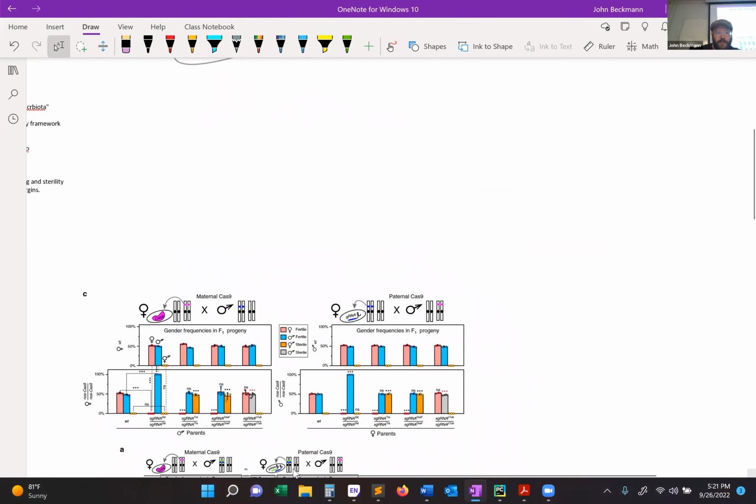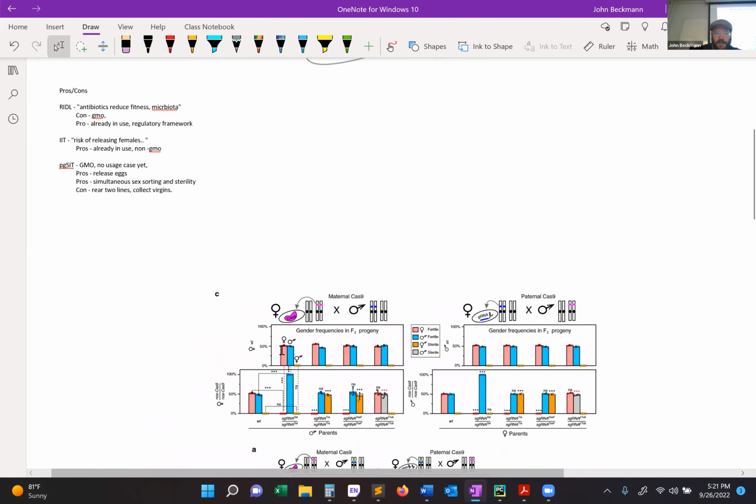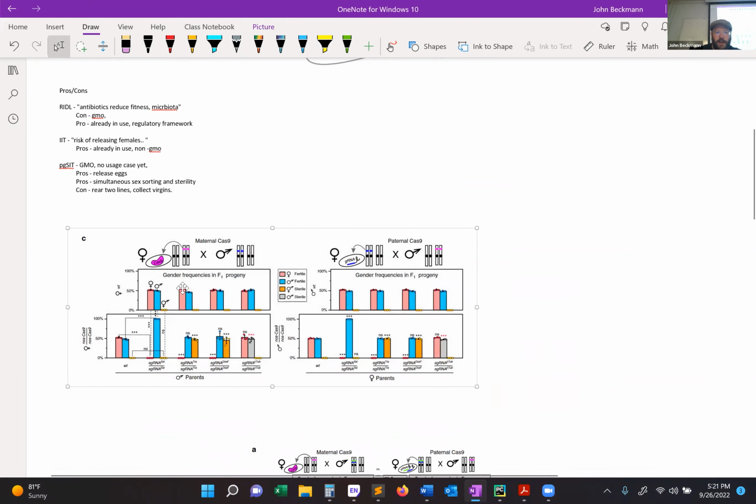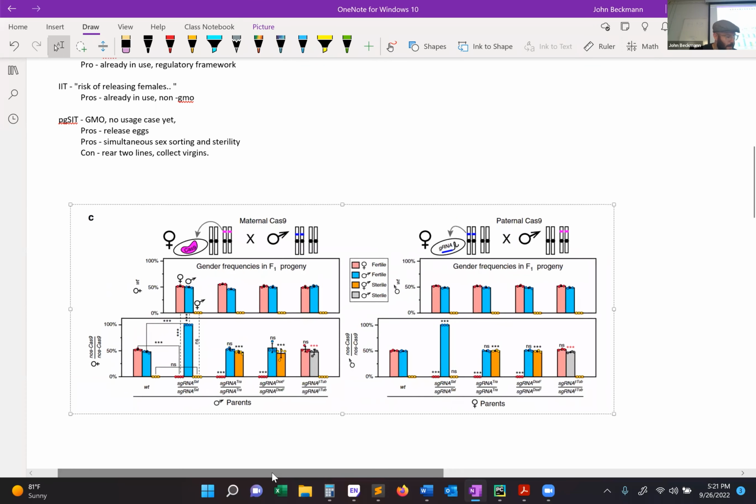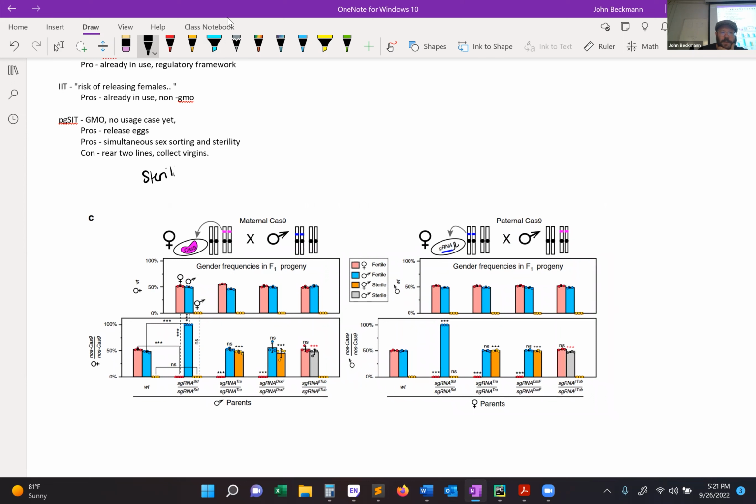Okay. The next figure is actually data from experiment 1, their first experiment. Their first experiment is sort of just testing to see if the framework works, the sterility and the sex sorting.